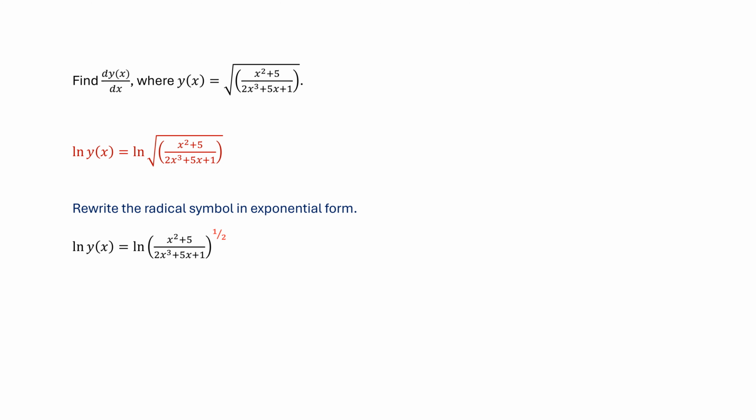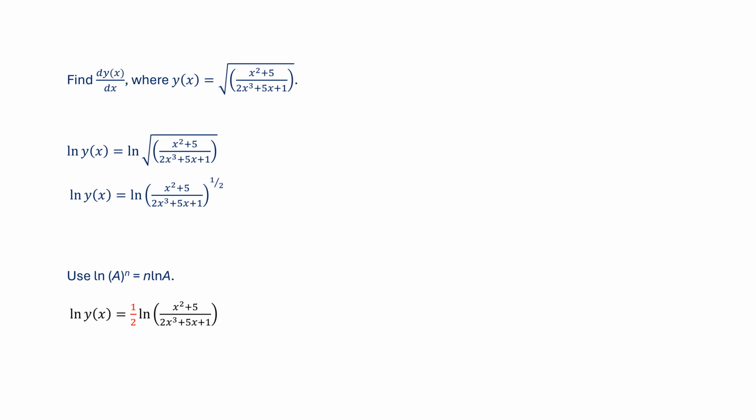The technique is to take the logarithm of each side. The logarithm of y equals the logarithm of the square root of the entire expression x squared plus 5 over 2x cubed plus 5x plus 1. Then it's a good idea to rewrite that radical symbol as a 1/2 power. Using the laws of logarithms, we can take that 1/2 out and make it a multiplier of that logarithm.